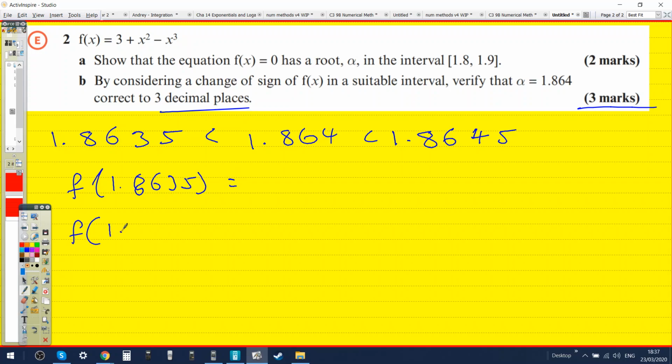Oh, we just do it the old-fashioned way. Yeah, verify. Okay, so if I do 3 plus 1.6835 squared minus 1.6835 cubed, 1.0628. Oh, I wrote the 6 and the 8 the wrong way around. Yeah, it seemed like it was too big. Yeah. Also, my handwriting is atrocious.